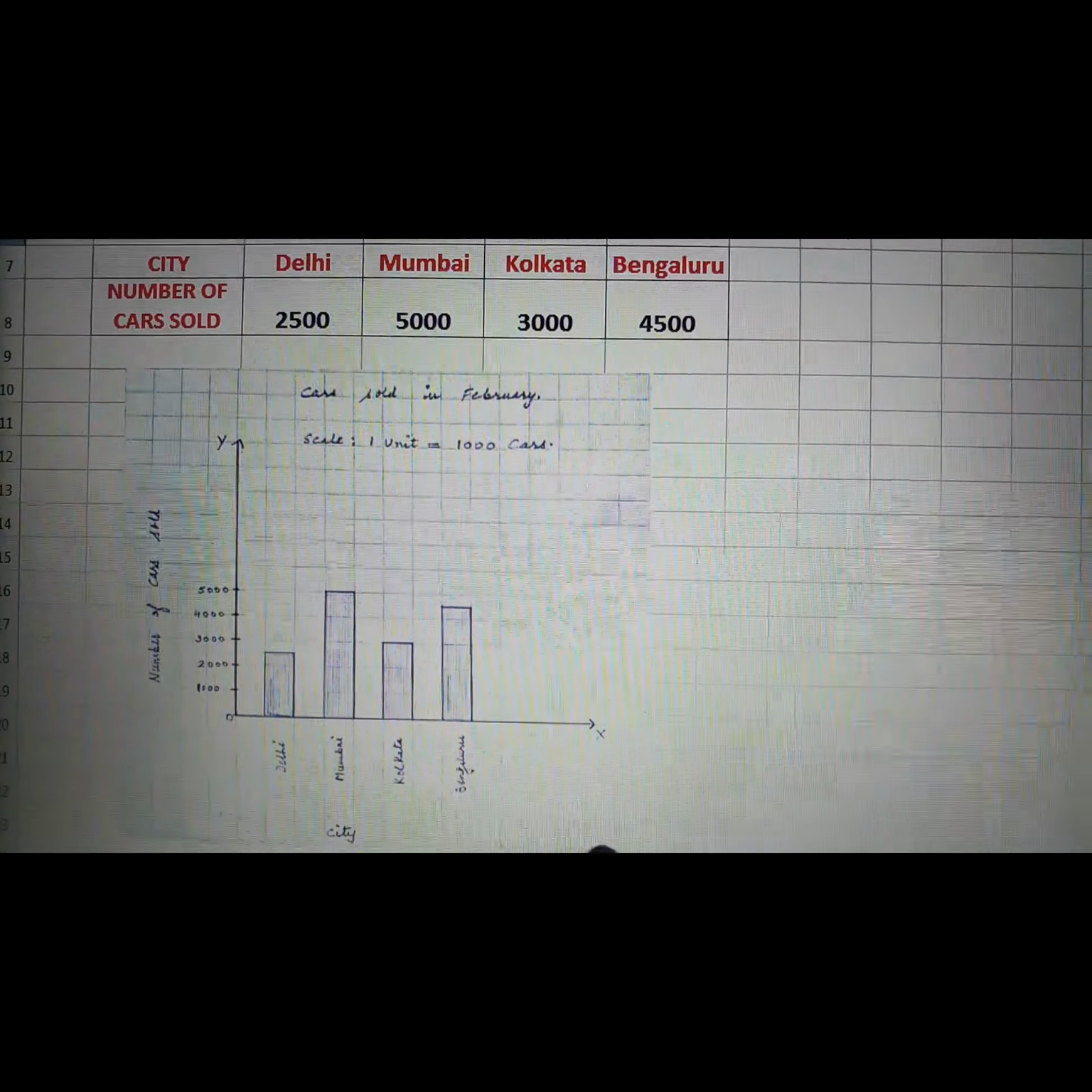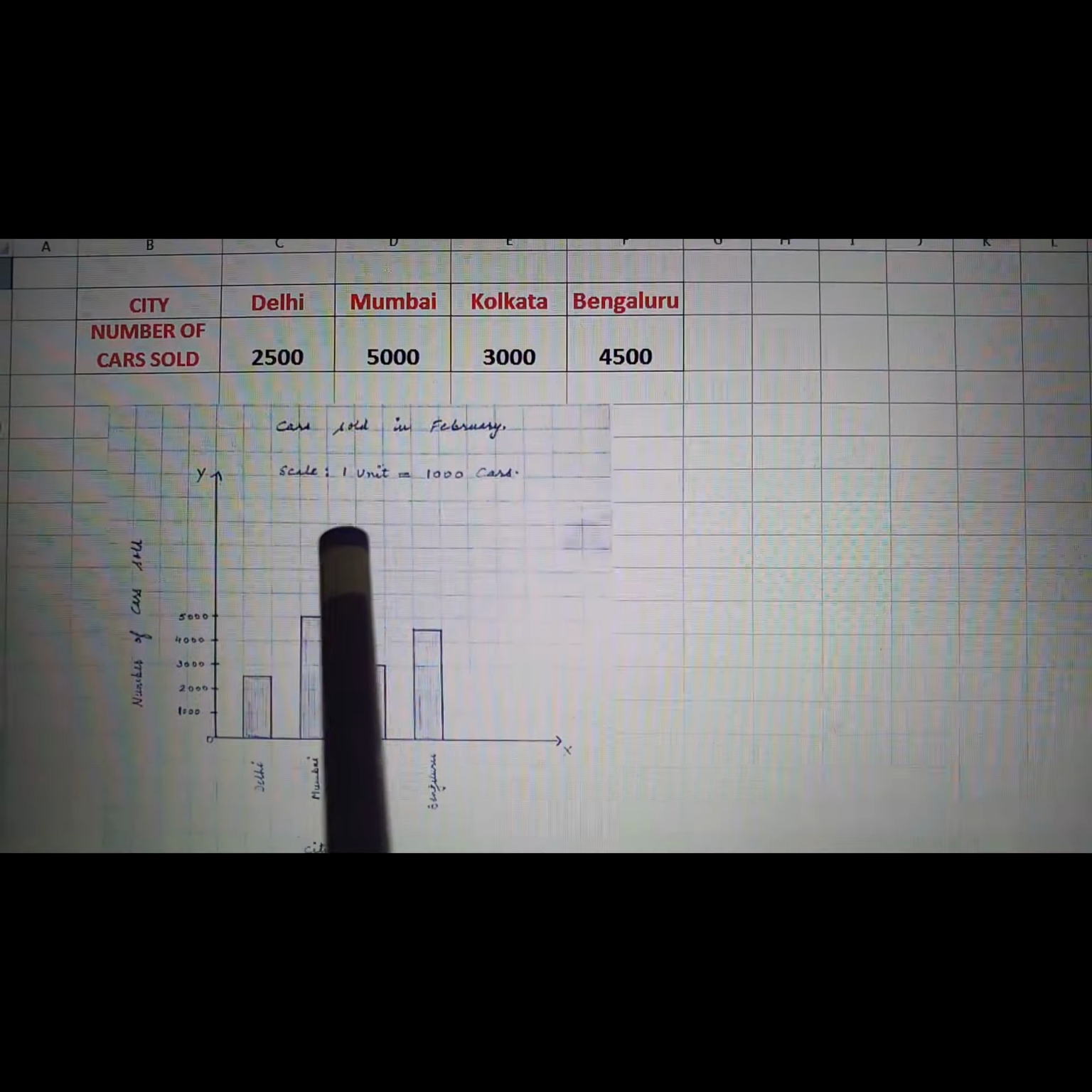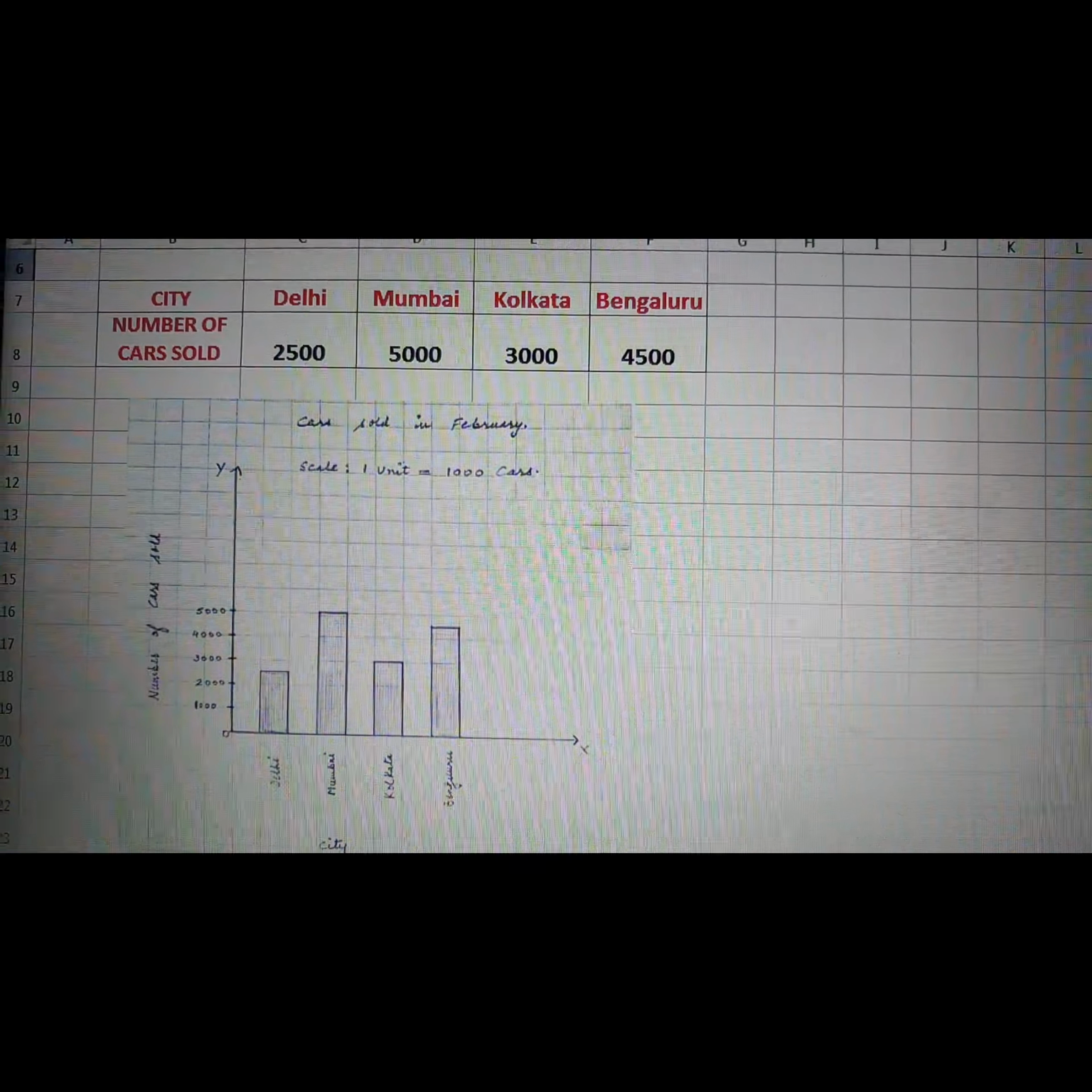Now write down here city and number of cars sold and give a title to the bar graph. Cars sold in February and write down scale 1 unit equal to 1000 cars.